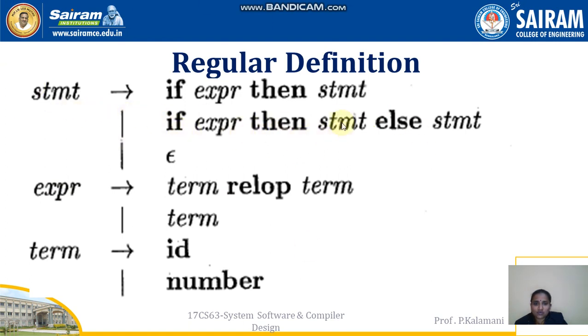If the condition is true, one part will be executed, otherwise another part will be executed, or the statement may be epsilon. Then expression, we know, is a relational expression. For example, we may give x greater than 10. So that is the term relational operator, any relational operator: less than, greater than, equal to, or anything. Then or it may be a term. The term may be, in x greater than 10, x is an identifier, and 10 is a number. So it may be an ID or a number.